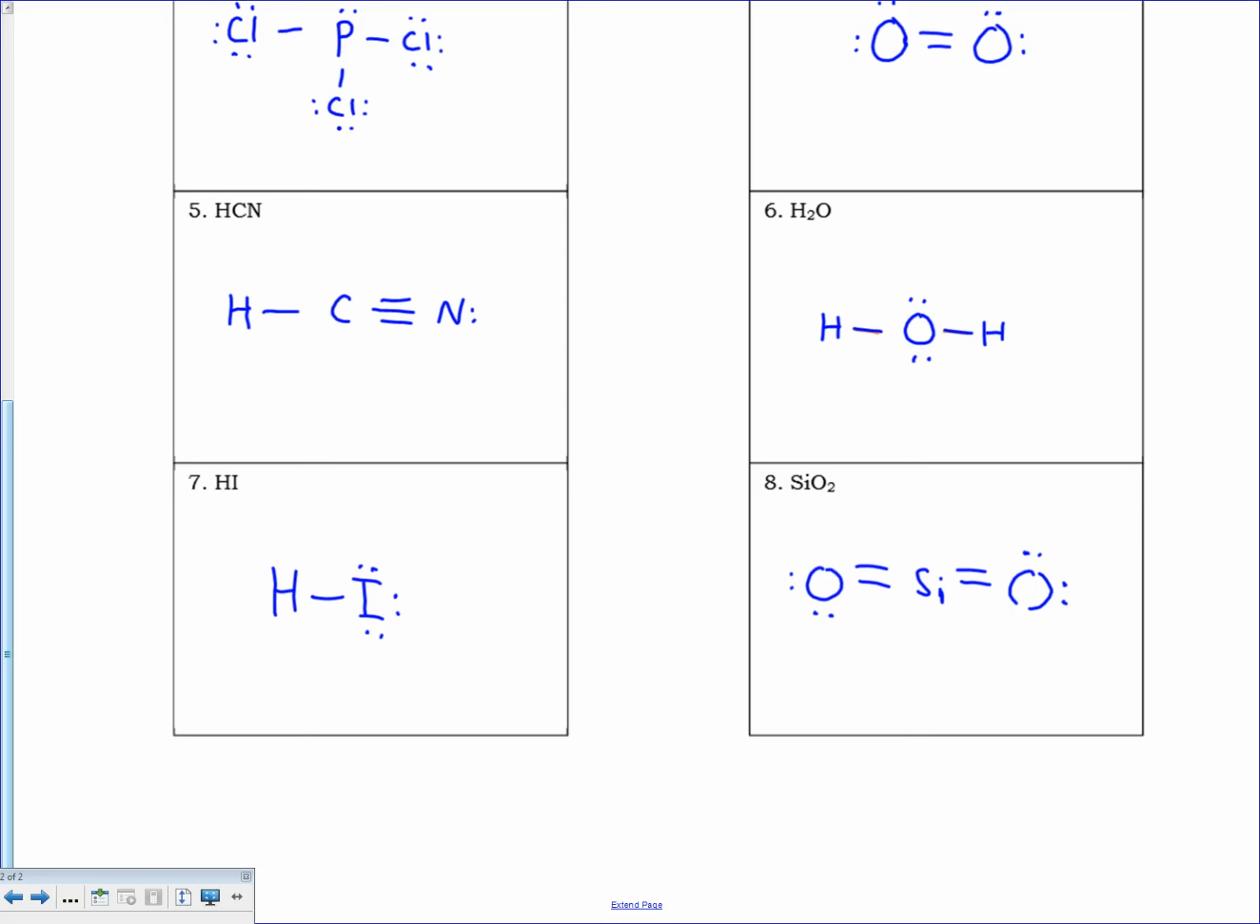Okay, so I went through that pretty quickly, but hopefully it made sense to you, and if you don't understand anything, you can always feel free to come in and ask. But yeah, that is Lewis structures.